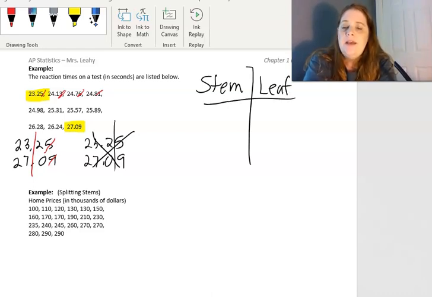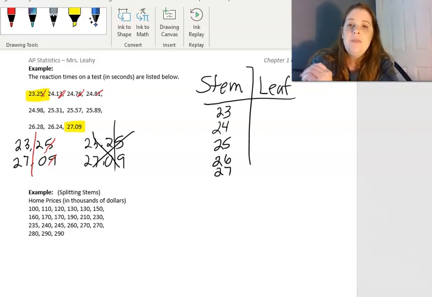Okay, and I'm going to put stems of 23 through 27: 24, 25, 26, and 27. Then I'm going to go up and truncate. So this one's going to be 23, and I'm imagining that I'm just looking at that other digit there. That's going to be 23 | 2. Okay, got that one. 24 | 1.